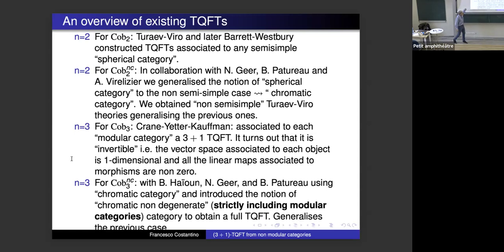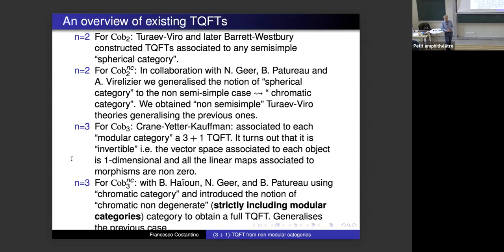Okay, so today I will talk about this n equals 3 case. So we use this notion of chromatic category. And what I want to stress here is that probably it doesn't come as a big surprise, the fact that from a modular category you get a 3+1 TQFT. This is the Crane-Yetter-Kaufman theory.